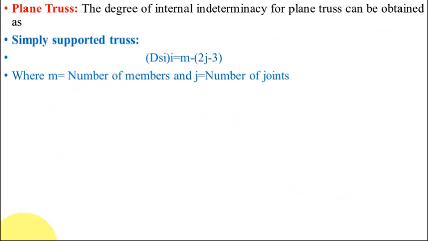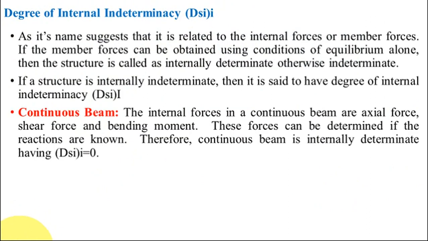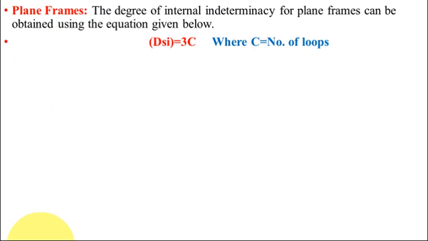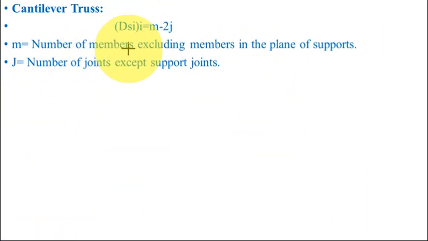So we have discussed the plain truss, simply supported. Also we have discussed frames and continuous beams. A continuous beam is internally determinate. For plain frames, we use the simple equation 3 times C, where C is the number of loops. Then for a simply supported truss, m minus 2j minus 3, and for a cantilever truss, m minus 2j. So this is all about the degree of internal indeterminacy.